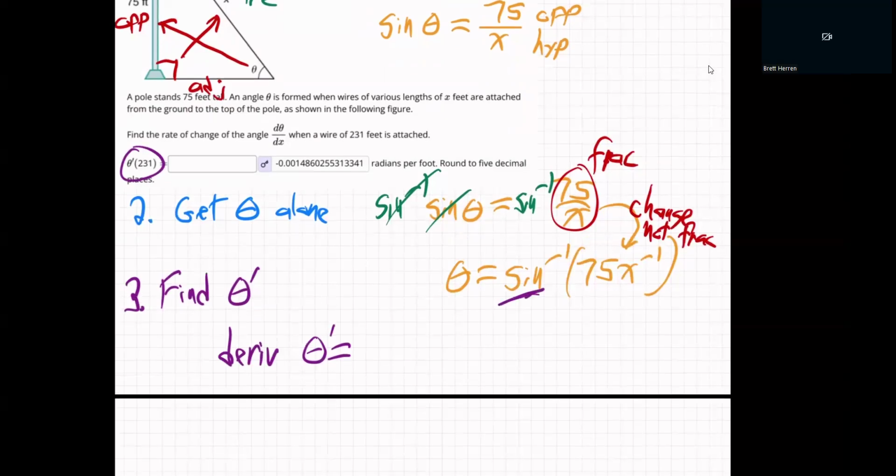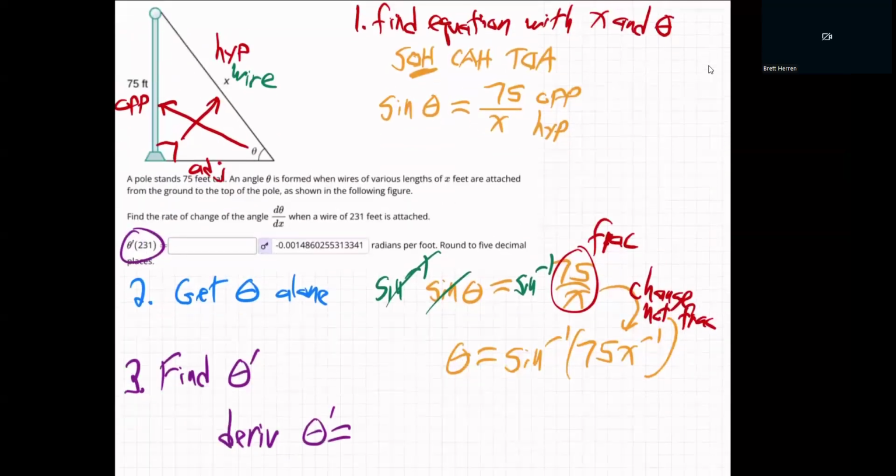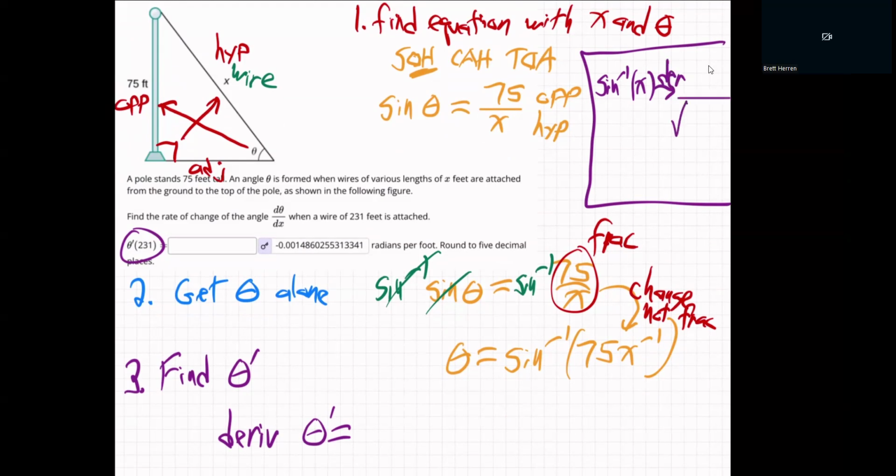Do you remember? Let me put it somewhere. It's kind of, put it right over here. Sine inverse of x, the derivative is, for sine inverse, 1 over the square root of 1 minus x squared.